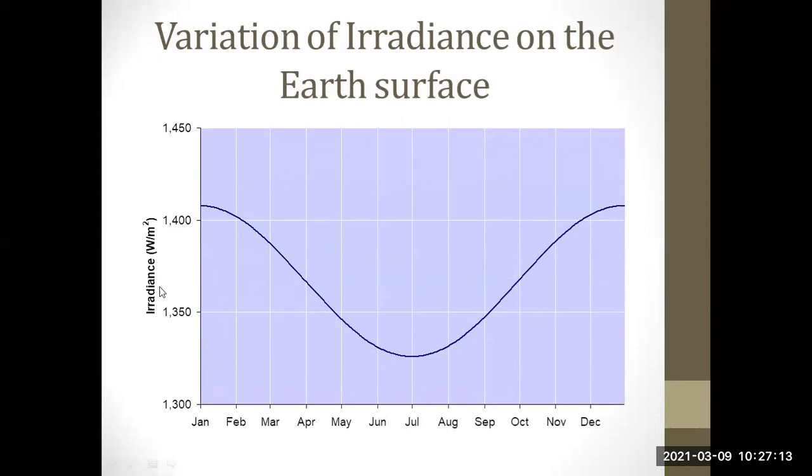Now it is very clear that when I say irradiance, that means we are representing the intensity of solar radiation in terms of power density. That's why the unit is watt per meter square. And on x-axis we have taken time, which indicates month in a year starting from January to December, and the variation is something like this. If you see this diagram carefully, it clearly indicates that the maximum value of irradiance on the surface of earth is around 1410 or 1420 watt per meter square, and the minimum possible value is around 1320 or 1330 watt per meter square, and the shape is something like this.